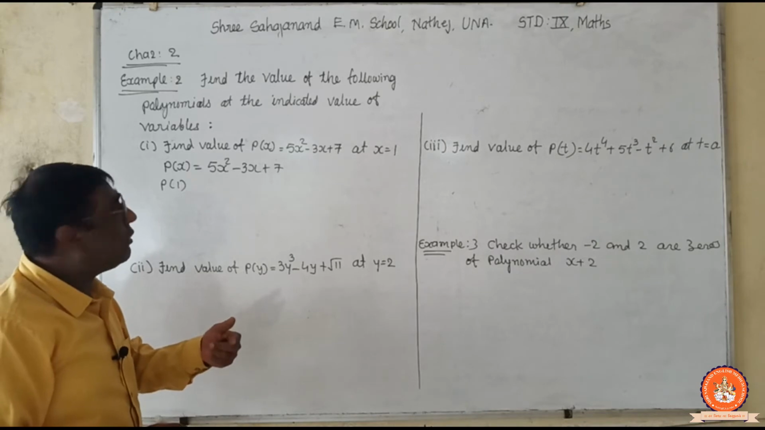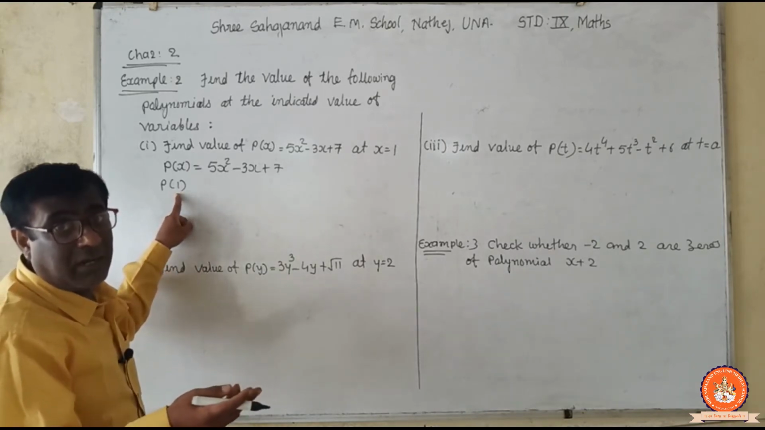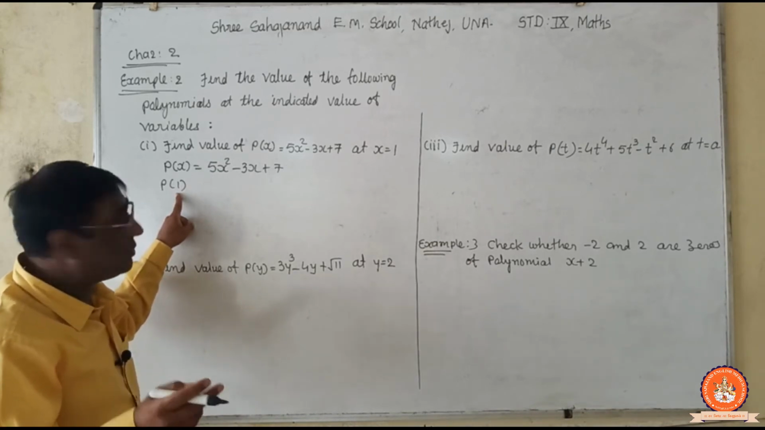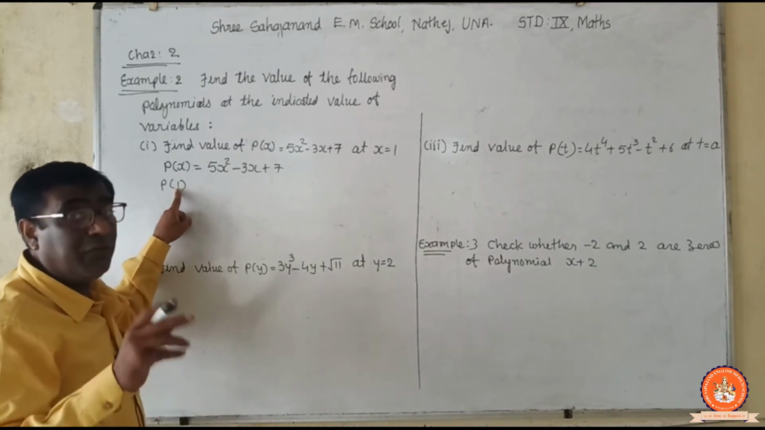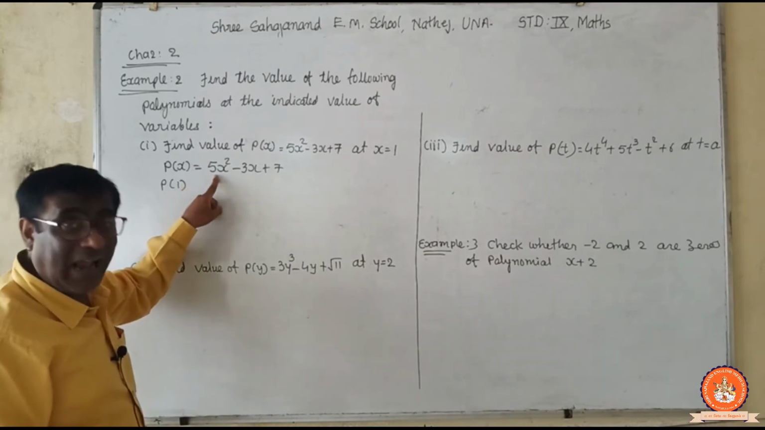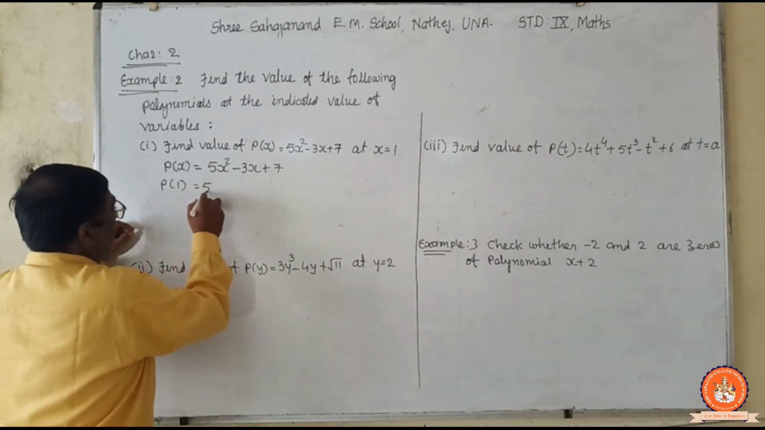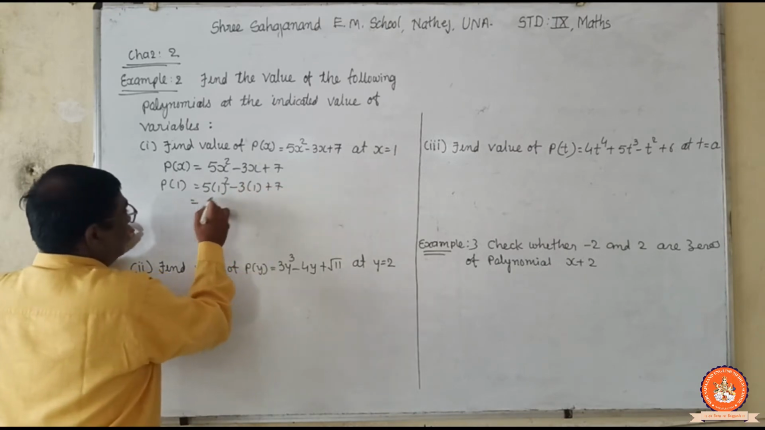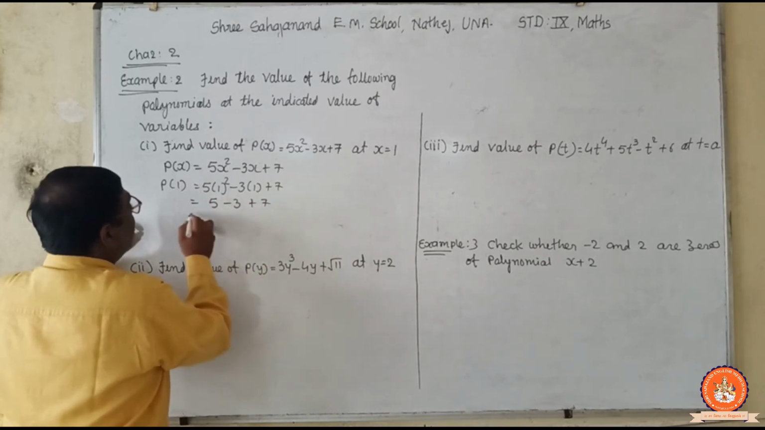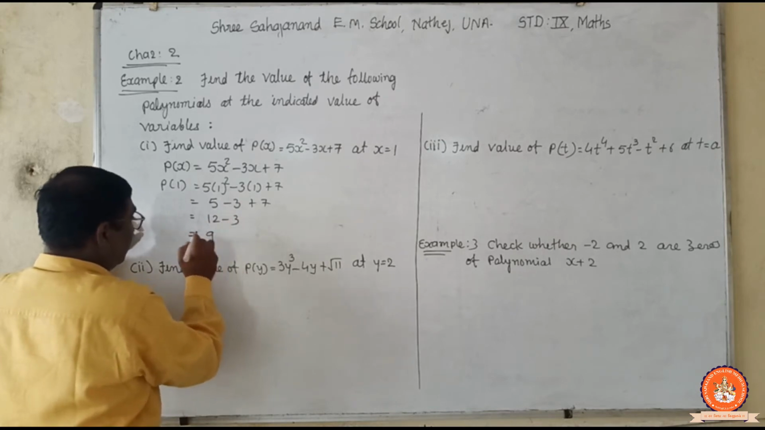So the interpretation of p of 1 is the value of the given polynomial at x is equal to 1. So 5 into square of 1 minus 3 into 1 plus 7, that is 1 square is 1, into 5, 5 minus 3 plus 7, that is 5 plus 7 is 12 minus 3 is equal to 9.